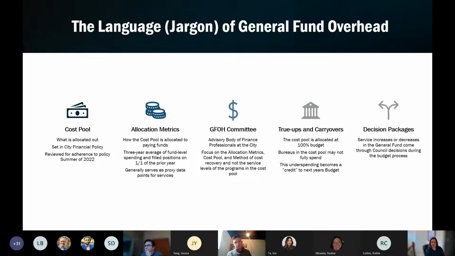And then lastly, we have decision packages. So how do costs increase in the cost pool? They come through council action with an impact to overhead paying funds allocated at that time.